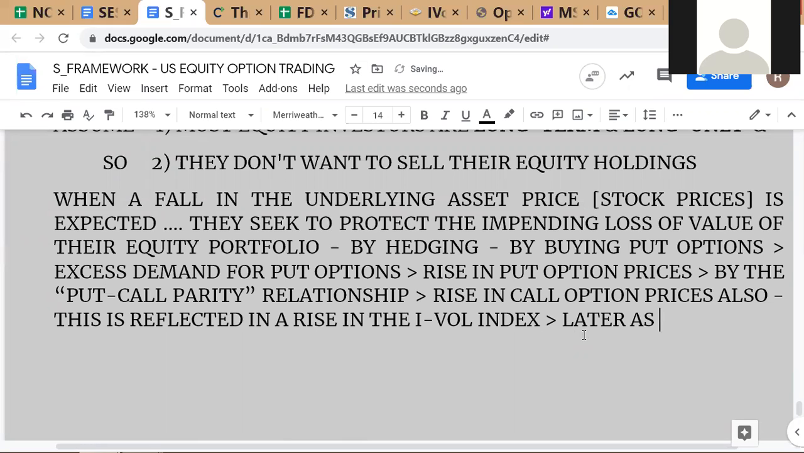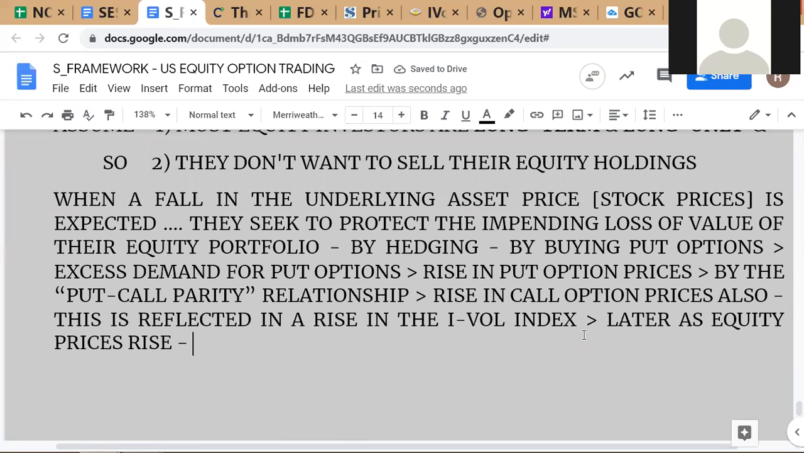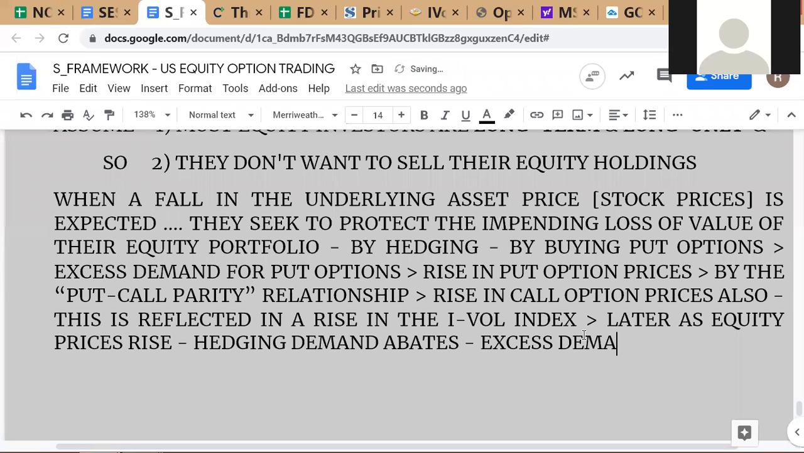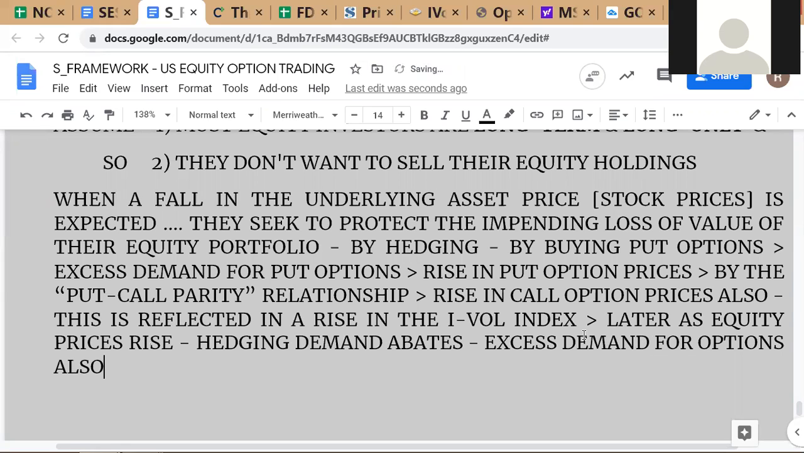Later, as equity prices rise, hedging demand abates, and excess demand for options also abates. Abates means falling away, okay, retracing basically. Hence, the eyeball index declines, okay. So this is the situation.